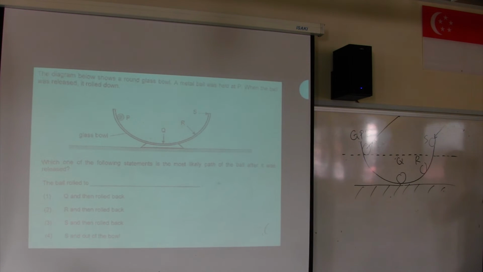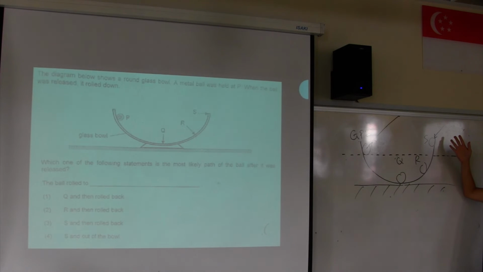Yes, Trisha? Because the gravitational potential energy when the ball was at P was converted to kinetic energy. Yeah, so kinetic energy went all the way up here. So that answer that you gave is not enough to convince a person like me who is having some doubt. Why cannot? Why is it only a few hands up? Okay, Dawn, why can't it be S?